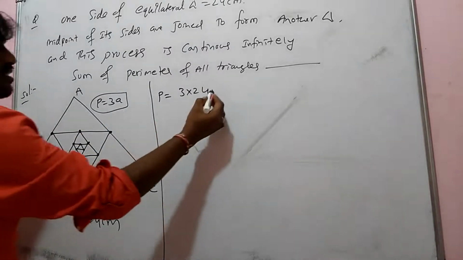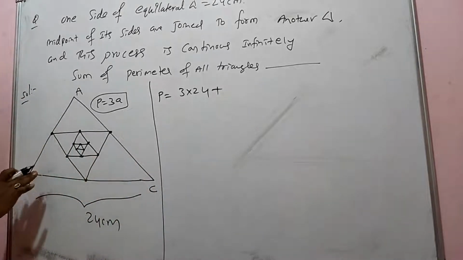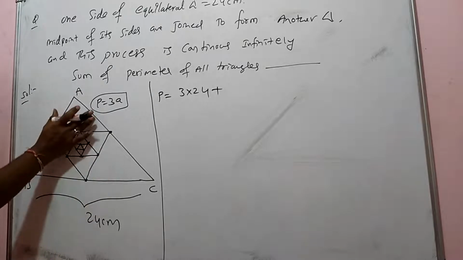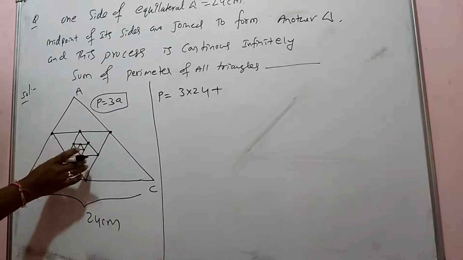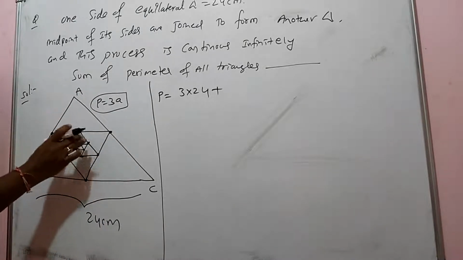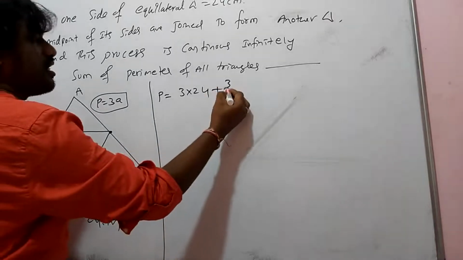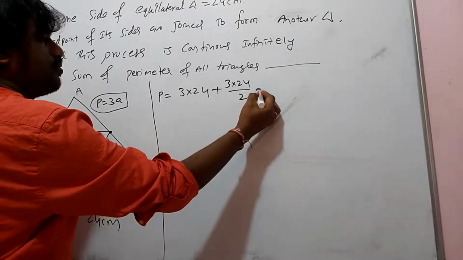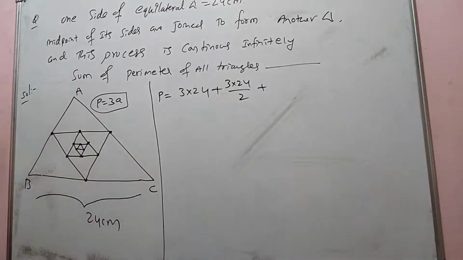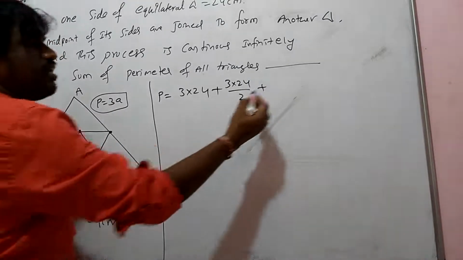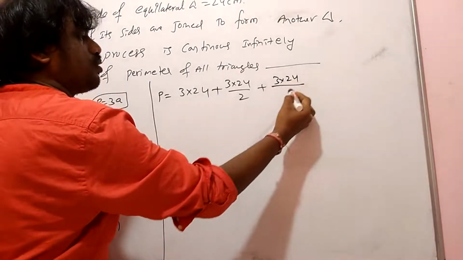Okay, this is the first perimeter of the triangle. Next perimeter of the triangle will be what? This will be half of this, no? Whatever the perimeter is there, that will be half of this, because 12, 12, 12 it came. So it is half of that. So the second term will be 3 times 24 by 2. Okay, the third term will be 3 times 24 by 2 square.